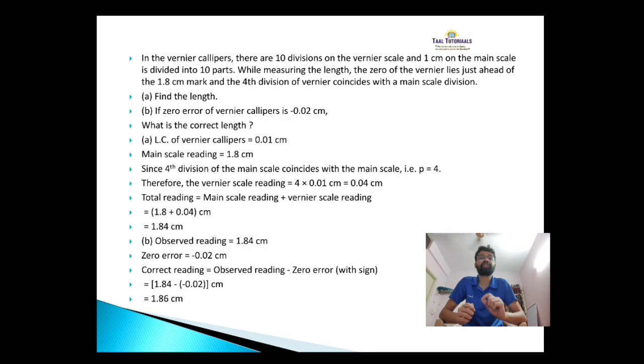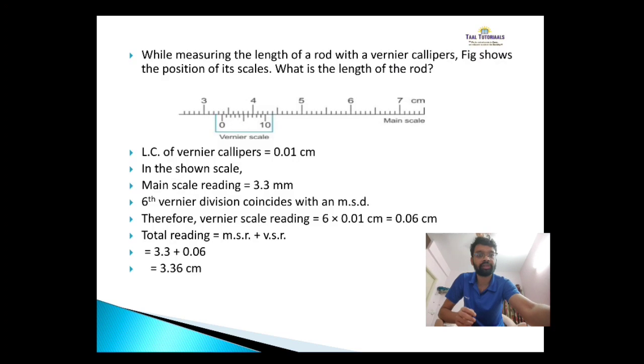Second question is, if zero error of the vernier caliper is minus 0.02. Whatever answer we get, we put a minus, then a sign, and we put the value. So here we have 1.84, what we got as the answer, minus, again we put the sign, 0.02, that becomes plus, so 1.84 plus 0.02 is 1.86. This is the exact value when there would have been no zero error. I think this was a very clear, very easy question, and this is the type of question which comes in the exam. Now, we'll come to the second question.